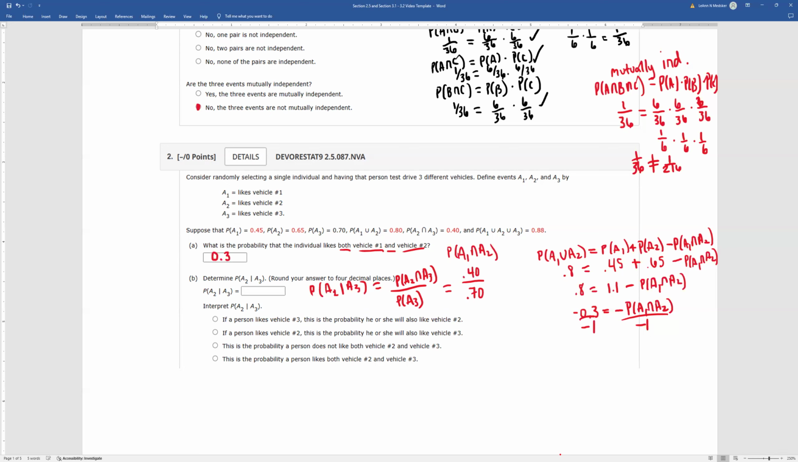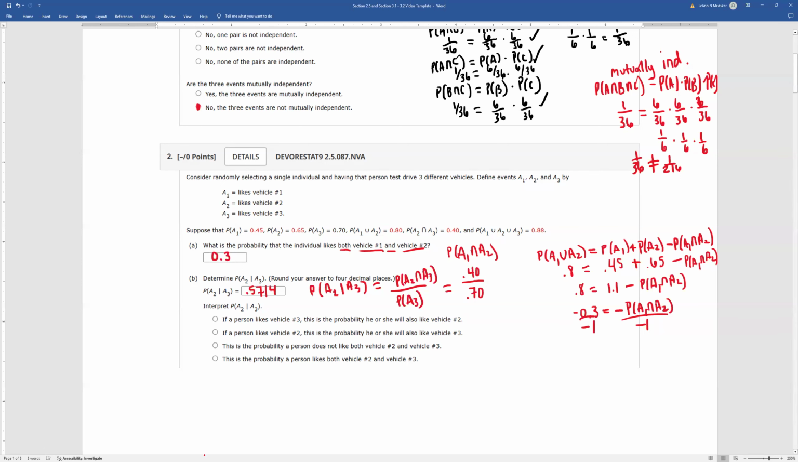So they've given us everything we need. And so we're going to divide that. Let me see if I can do it right here. So 0.4 divided by 0.7, rounded to 4 decimal places, I got that it's 0.5714. And you can double check that on your calculator.